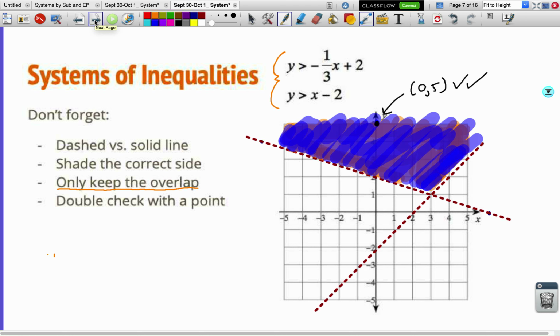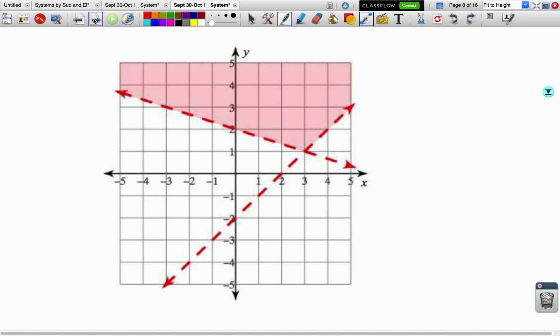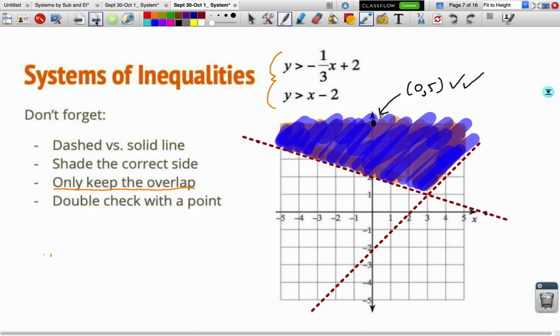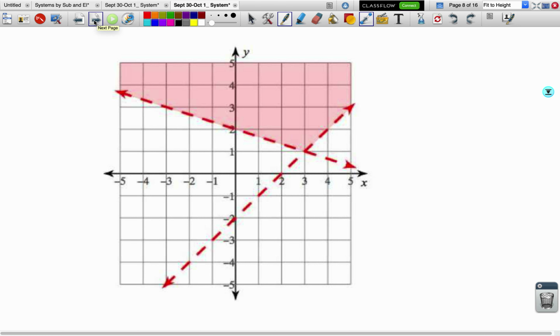And that's systems of inequalities. It's just not forgetting something like a solid versus a dashed line, and shading the correct side. Just be diligent and then double check with a point, and I think you guys can all do this. Here's how that one looks in the answer key. You can compare it to what we did. Very similar.